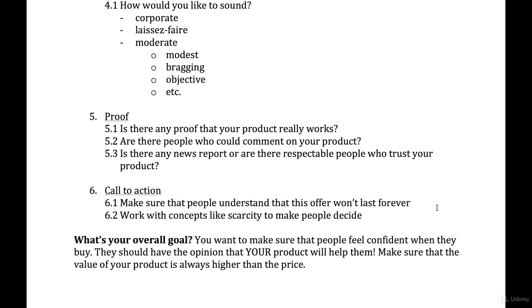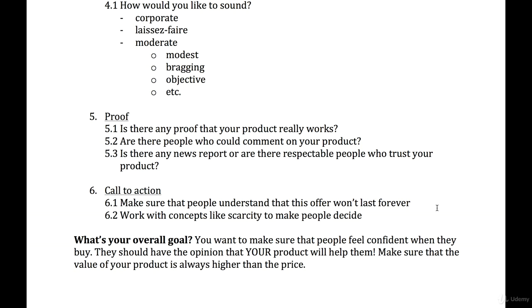Then number 5.3, is there a news report or any respectable people who trust your product? Again, I want to talk about that because news reports are also something that's quite important, because let's be frank, for instance, if there are good YouTube videos about your product, people using it or people recommending it, I would put it on the website.